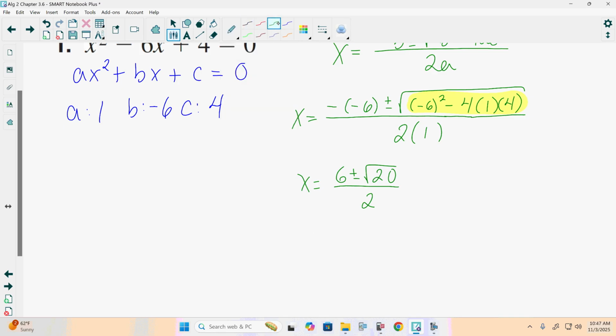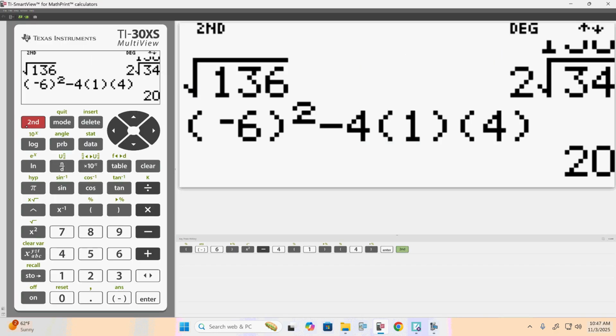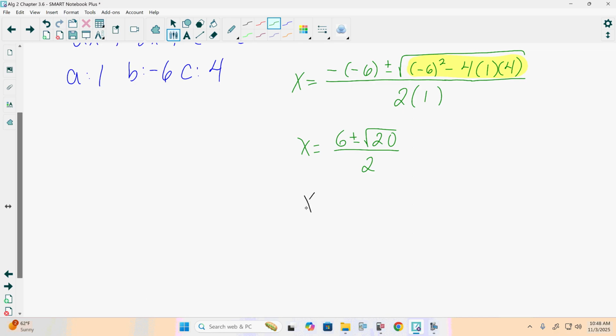Questions on any of this so far? Now, before we can say this is officially done, we need to see if the square root of 20 will reduce, if there are perfect square factors. Luckily, the calculator does a good job at simplifying radicals, and it tells us that the square root of 20 is 2 square root of 5, telling us that x is equal to 6 plus or minus 2 square root of 5 over 2.